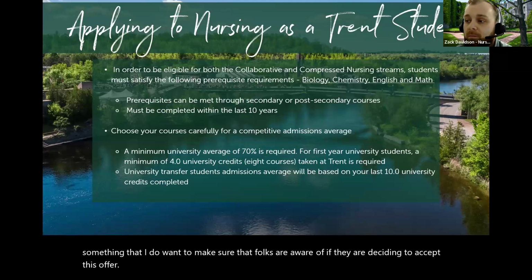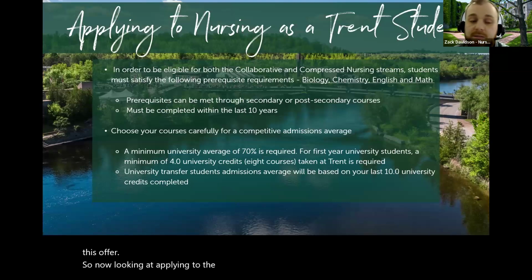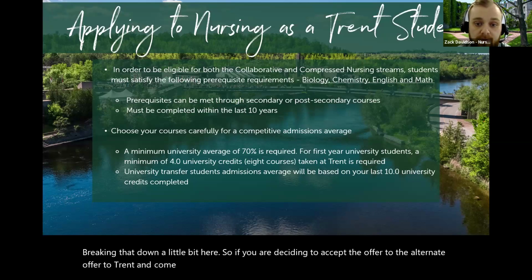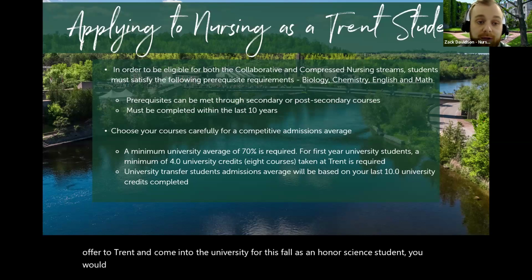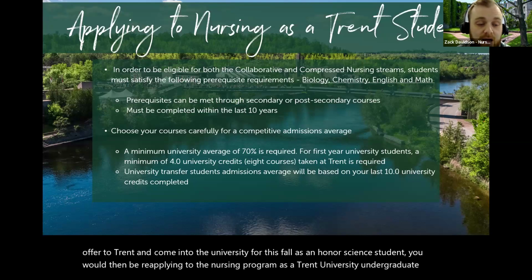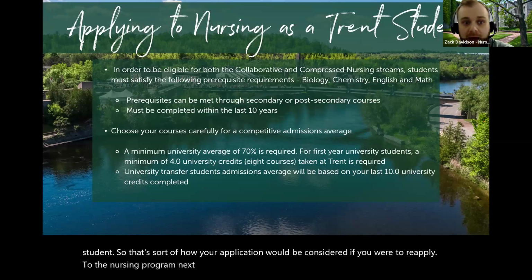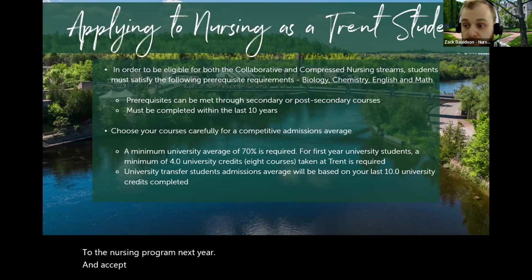So now looking at applying to the nursing program as a Trent student, breaking that down a little bit here. If you are deciding to accept the alternate offer to Trent, and come into the university for this fall as an honor science student, you would then be reapplying to the nursing program as a Trent University undergraduate student. So that's sort of how your application would be considered if you were to reapply to the nursing program next year and accept the alternate offer for this year.